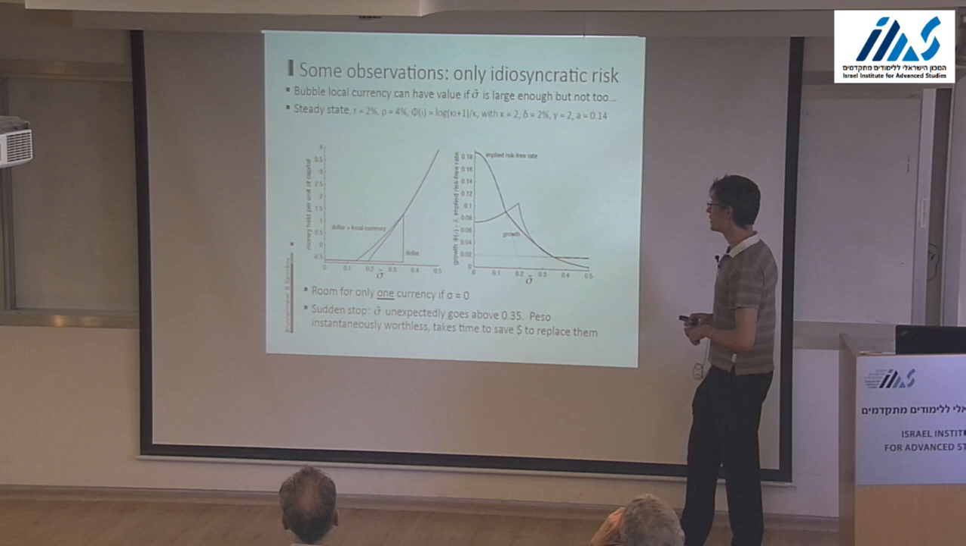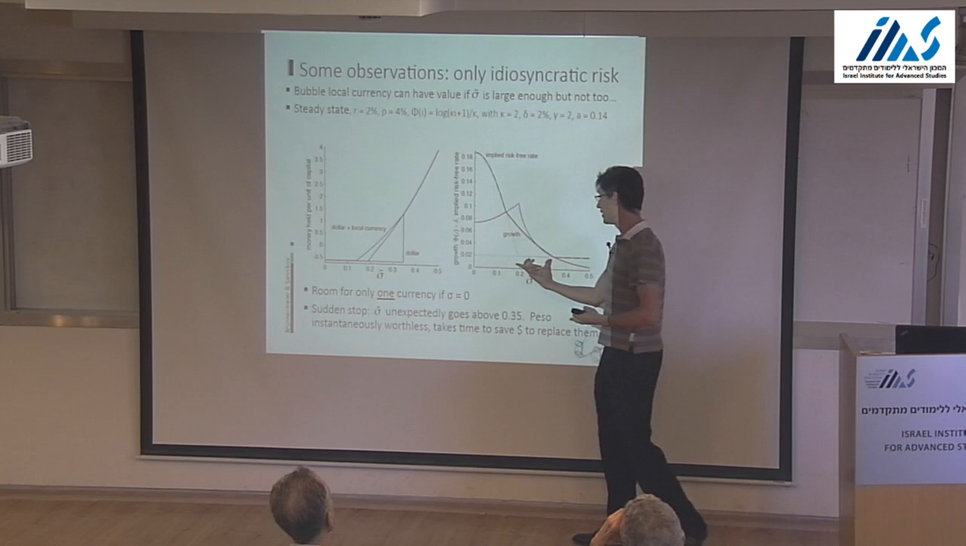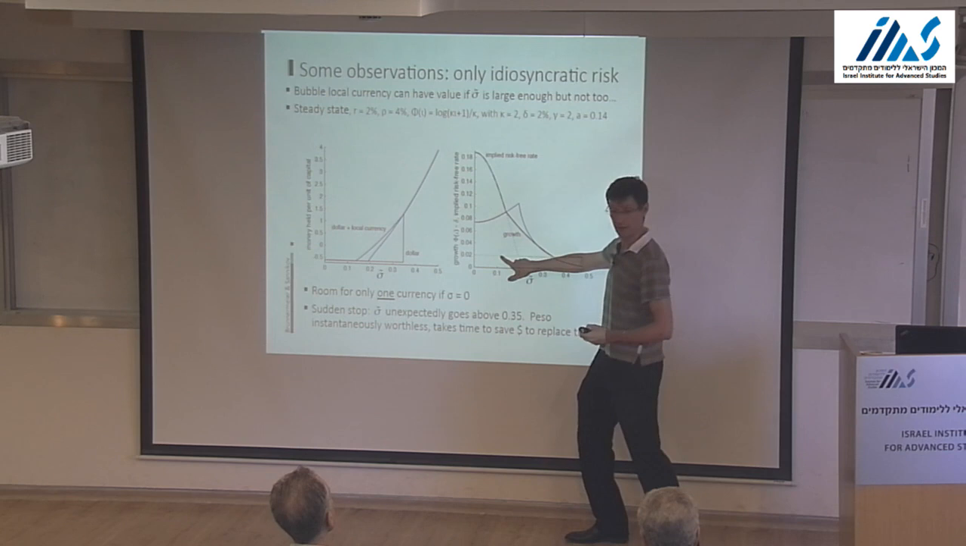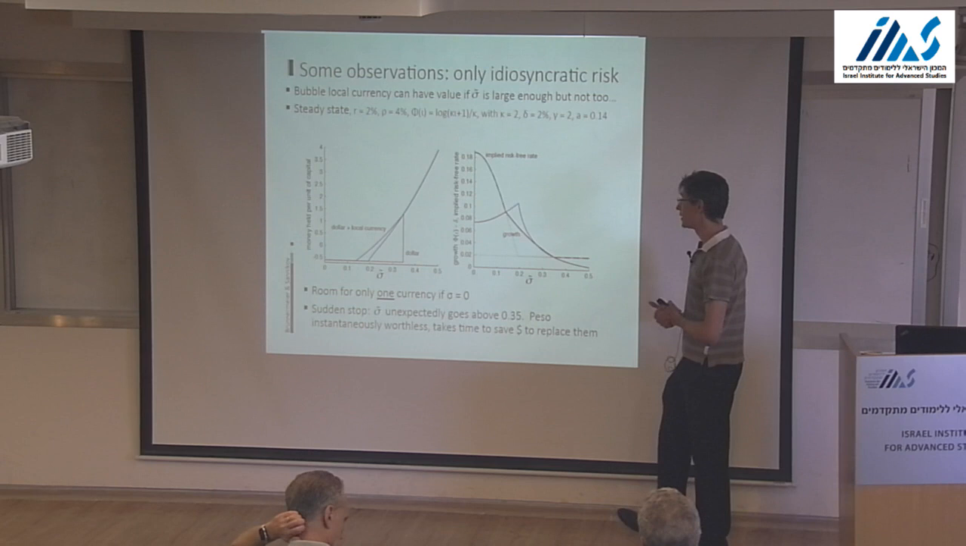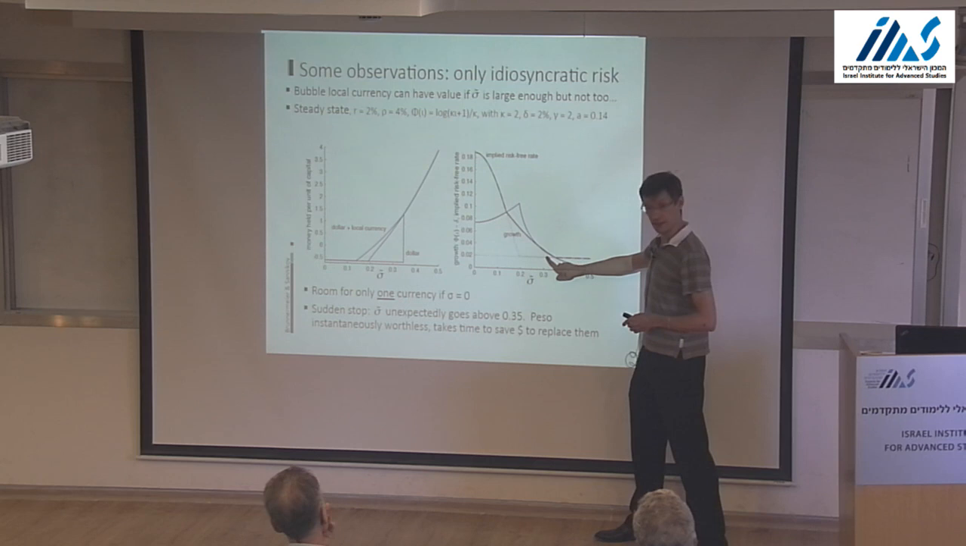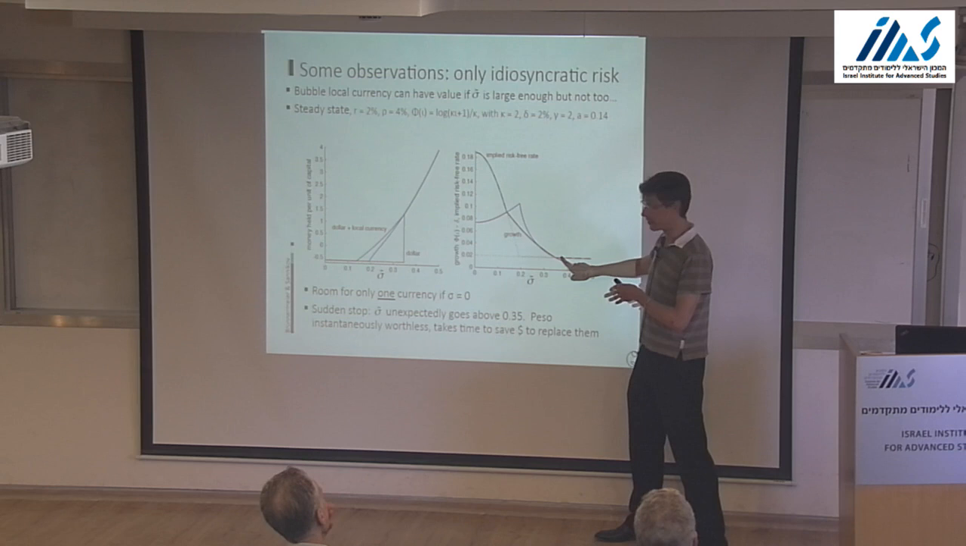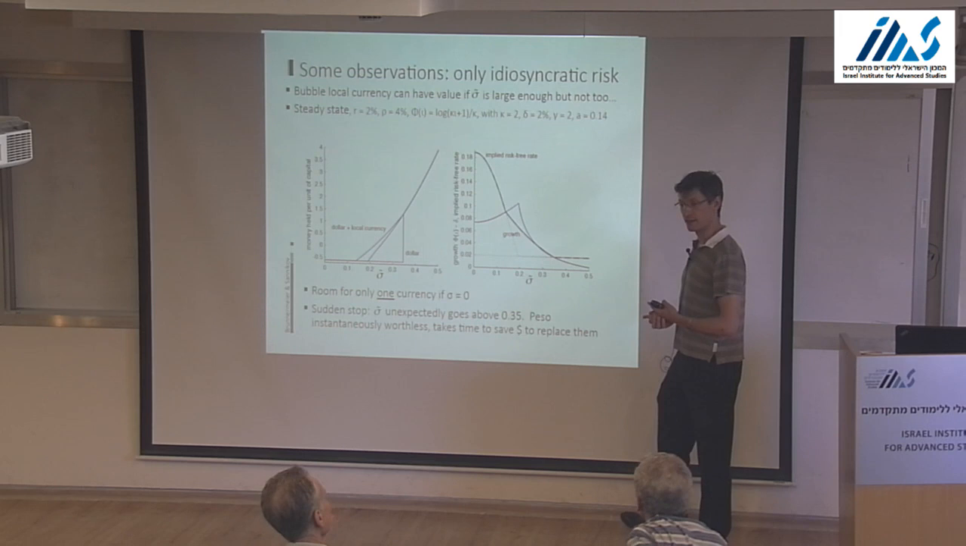What is interesting here is that the local currency exists for a range of idiosyncratic risk. Idiosyncratic risk has to be sufficiently large to generate this demand for money, but if idiosyncratic risk is too large, then you rush to the dollar. An interesting thought experiment is that suppose you are here, and there is an unexpected shock to idiosyncratic risk, and you jump here. That's really bad, because the local currency becomes worthless, and all the savings that people have accumulated for insurance also become worthless. Exactly.